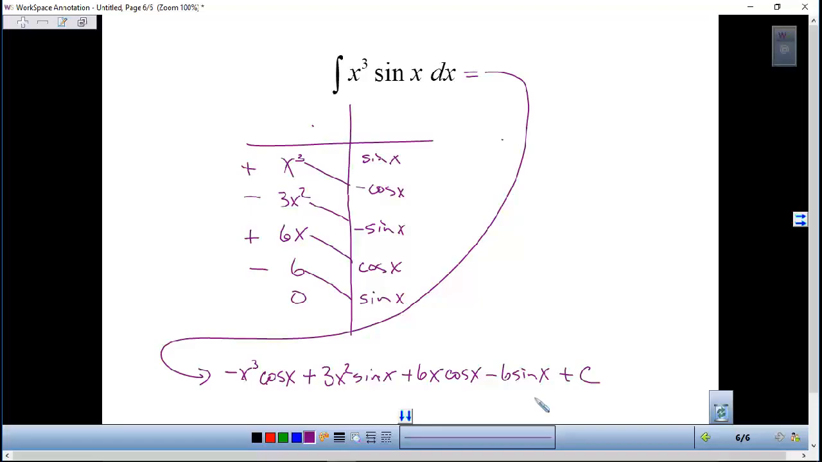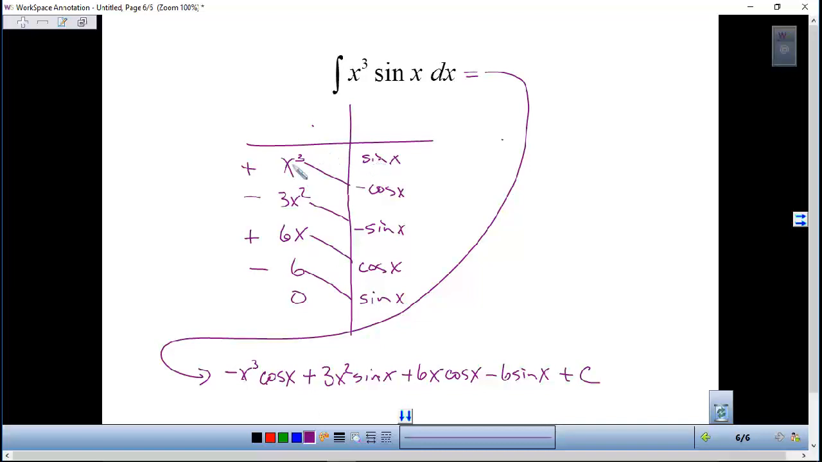All right, so here's the solution that you should have. The antiderivative of x cubed sine x dx is going to be negative x cubed cosine x plus 3x squared sine x plus 6x cosine x minus 6 sine x plus c.